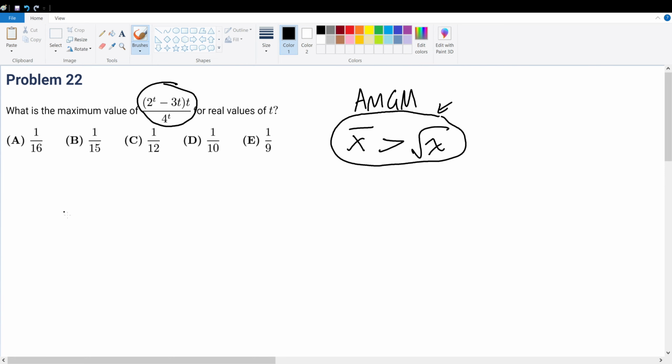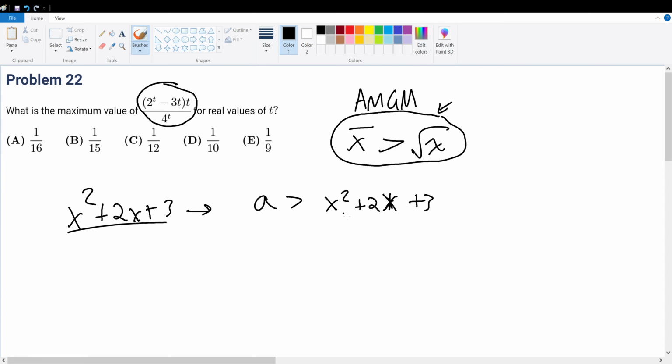What I mean by this is, for instance, if I have x squared plus 2x plus 3, and I want to say, hey, what is the maximum value of this? Then I want to rewrite it in a form where I can have a is greater than x squared plus 2x plus 3. And that takes intuition. But from practice, you can say that if I were to treat it as AM-GM, what terms can I have? 2^t minus 3^t and 3^t.